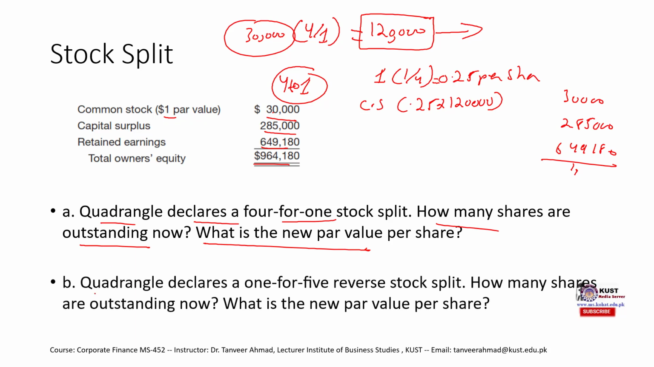The second part, I would recommend that you go through it yourself. So instead of 4-to-1, it is saying that a 1-to-5 reverse stock split would happen, right? So everything would be same, but you just need to multiply or divide it using this new ratio.